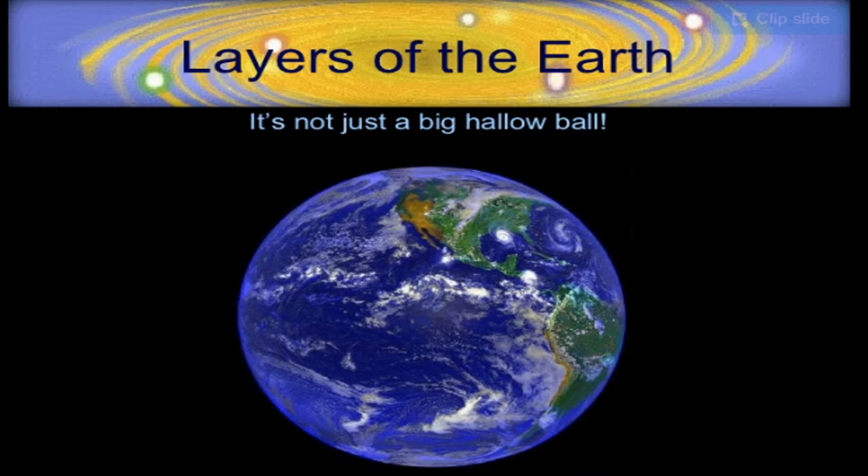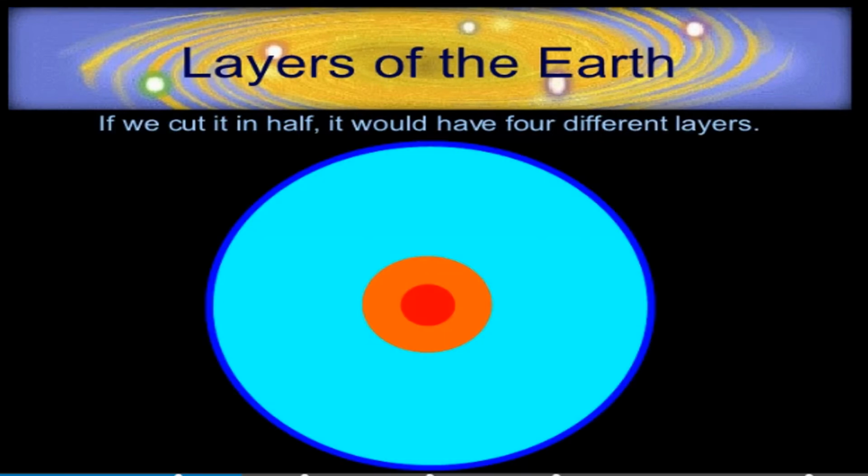So if you look into it, would we know that it's just a hollow ball, or is it not? We're going to be finding it out in this video. There are four layers of Earth. So which makes it a hollow ball or a filled ball? If we cut it in half, for example, like Earth is a round ball, it would have four layers.